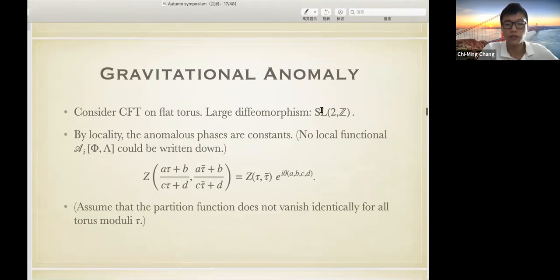And of course, this large diffeomorphism group is a discrete group. So each group element is a connected component. So we just have this transformation rule. And here, I actually implicitly assume that the partition function does not vanish identically for all torus moduli tau. If the partition function vanishes for all tau, then actually the anomalous phase is ill-defined because you just get zero equals zero.